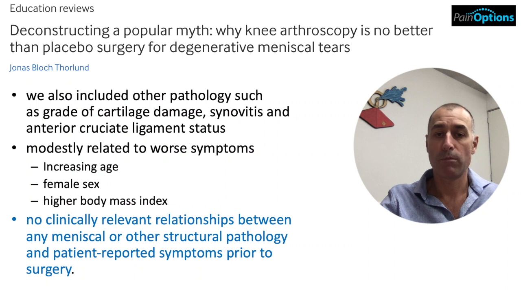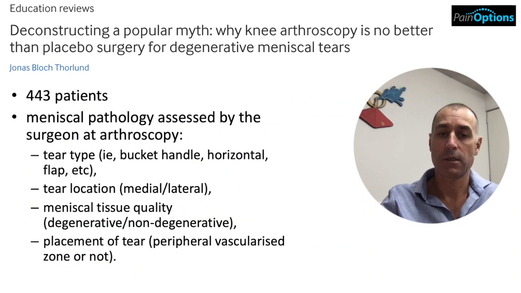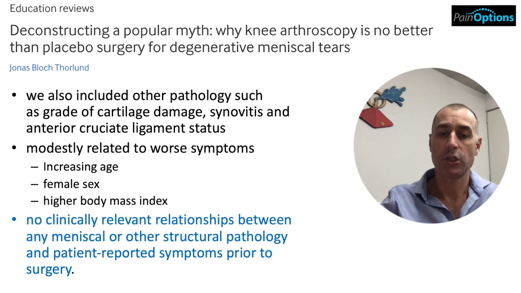Now, the things that were modestly related to worse symptoms were increasing age, female sex, and higher body mass index. But there was no clinical relationship between any of those actual definitions of type of meniscal tear or other structural pathology in the knee. So just going back to those, none of those listed types of meniscal pathology correlated with the patient's reported symptoms prior to their surgery.